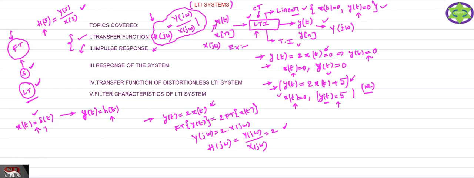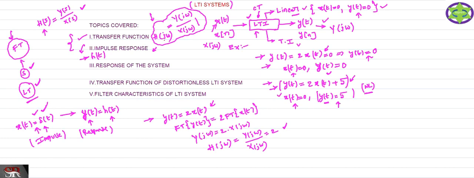Delta of t is what? Delta of t is called the impulse signal. So here y of t is called what? Response. So the response of the LTI system for the impulse input is nothing but your impulse response. Very, very important. Here the impulse response is denoted by what? H of t is the impulse response. Impulse response is denoted by h of t.